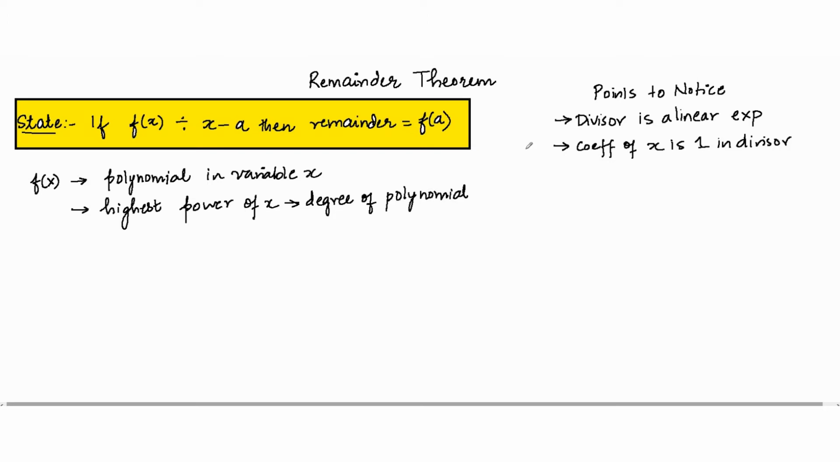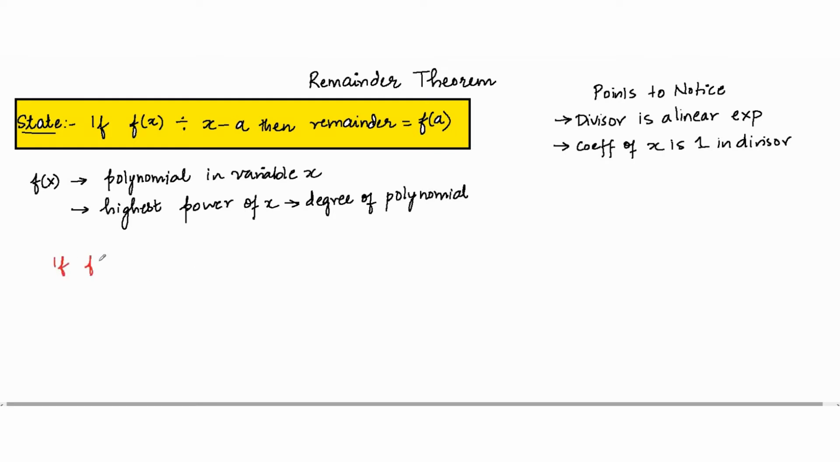So the remainder theorem is applicable only for linear divisors. Of course, you can scale up the theorem for higher powers of divisors also. But in this video, we are going to take care of only the linear divisors. So if the divisor is a linear divisor of the form x minus a, then the remainder is given by f of a. So let me just write a few examples here.